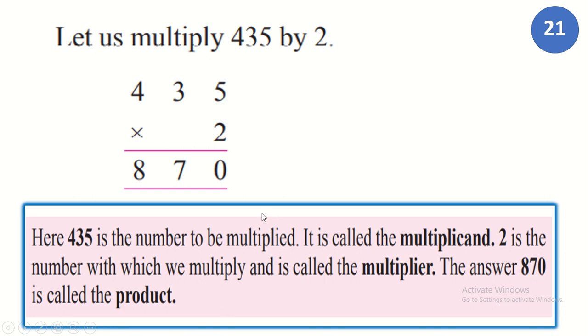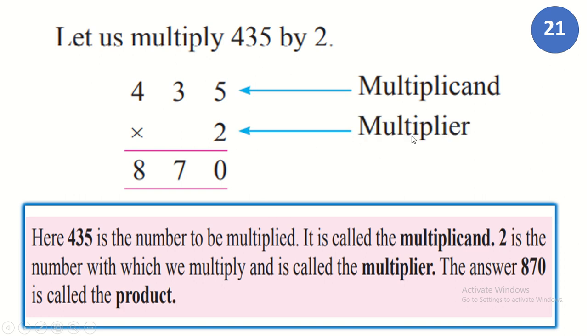Look here. 435, we call this the multiplicand. 2 here, we call this the multiplier. Do you remember this, students? We call this the multiplicand. 2 here is the multiplier, and the answer is the product. Okay, the answer we call the product. Multiplicand, multiplier, and the product.